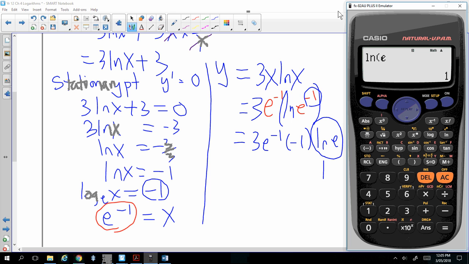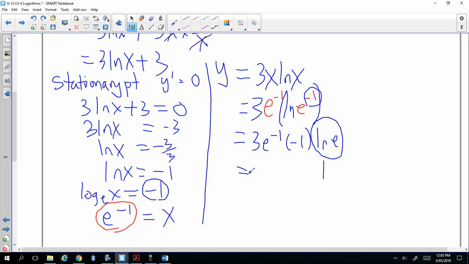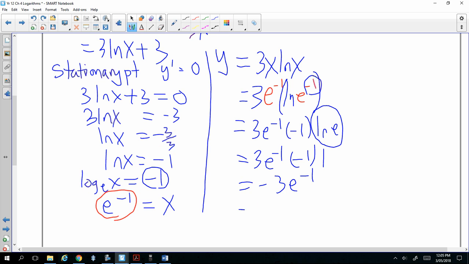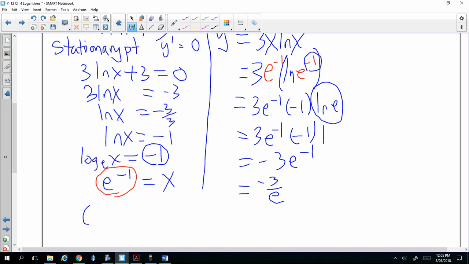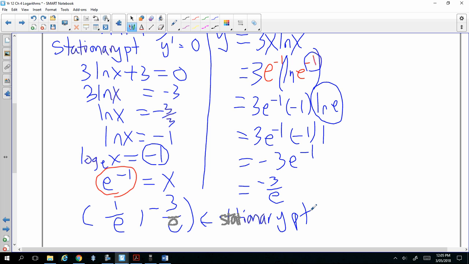So you get negative 1 times 3 e to the power negative 1, so you just get negative 3 e to the power negative 1. Or you can write that as negative 3 over e. So your stationary point is 1 over e, comma, negative 3 over e. That's your stationary point. Like that.